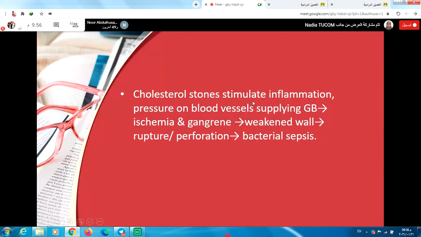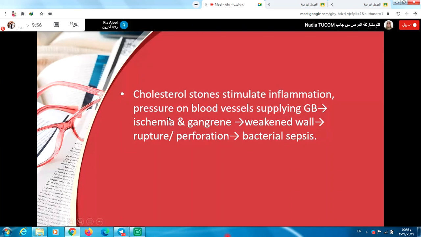Cholesterol stones stimulate inflammation, again because they are irritant to the mucosa. Pressure is also exerted on the blood supply of the gallbladder.